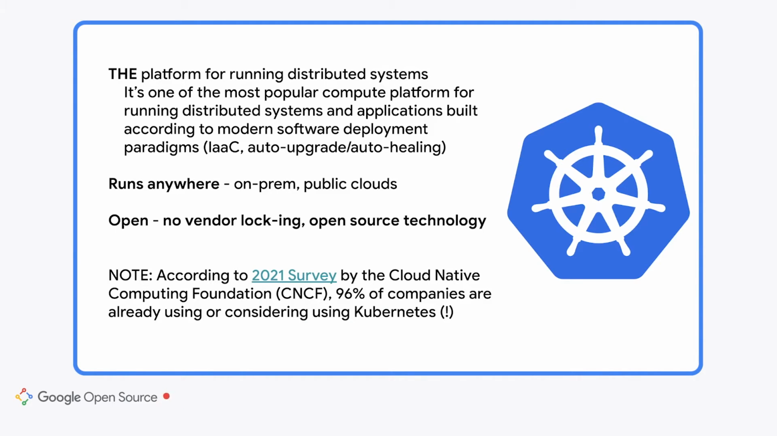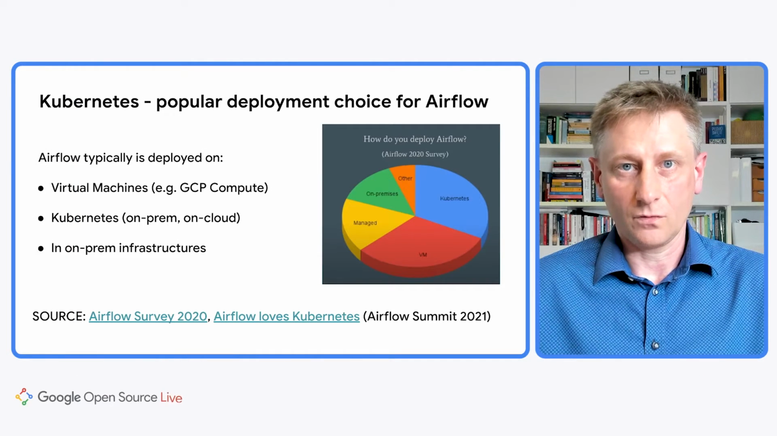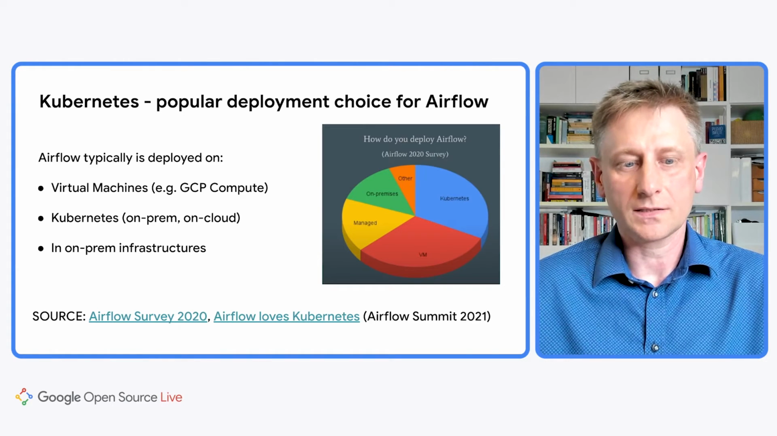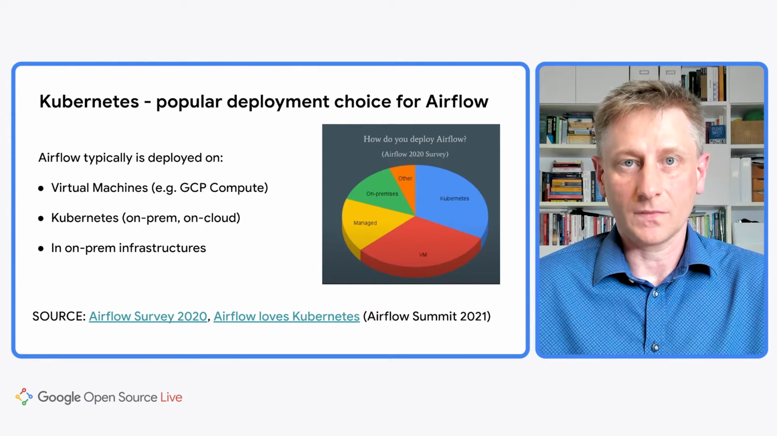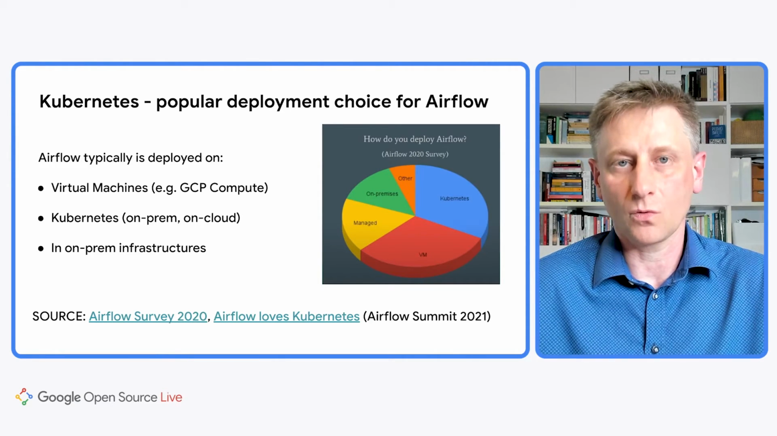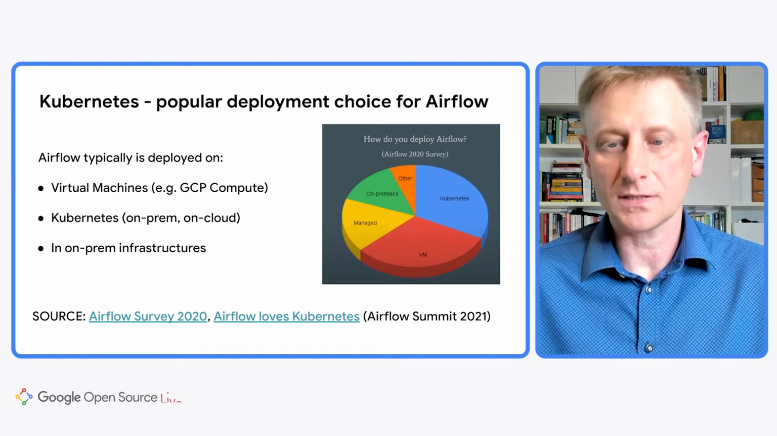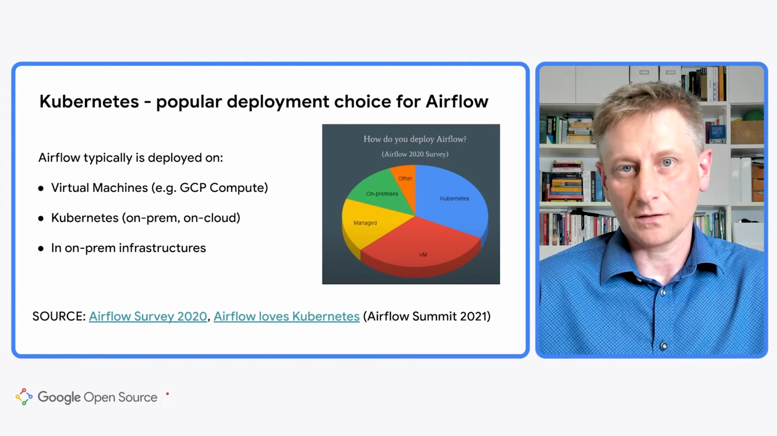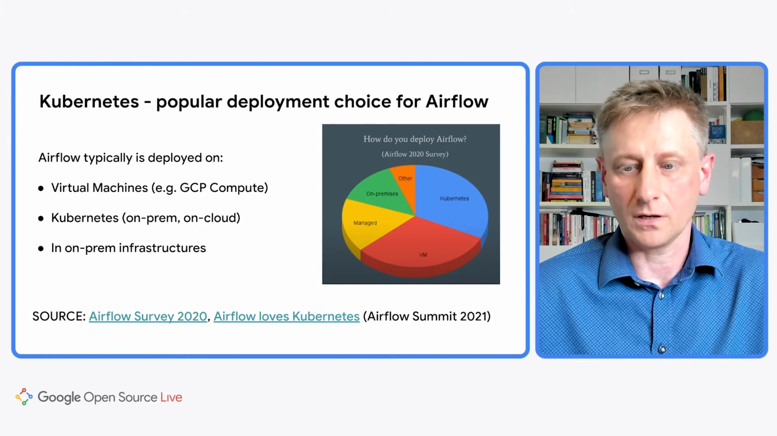Okay, so now let's maybe talk about Kubernetes in the context of Airflow. There are different ways of running Airflow. You can use virtual machines. You can also again use Kubernetes, and there are some other methods to run Airflow. The Airflow community ran a survey in 2020 when they asked what's the most popular way of running Airflow. As you can see on the right-hand side, Kubernetes and virtual machines are the most popular methods of hosting Airflow environments.